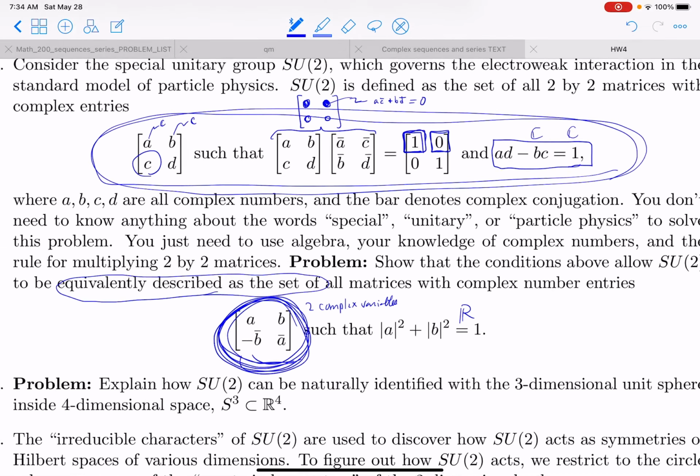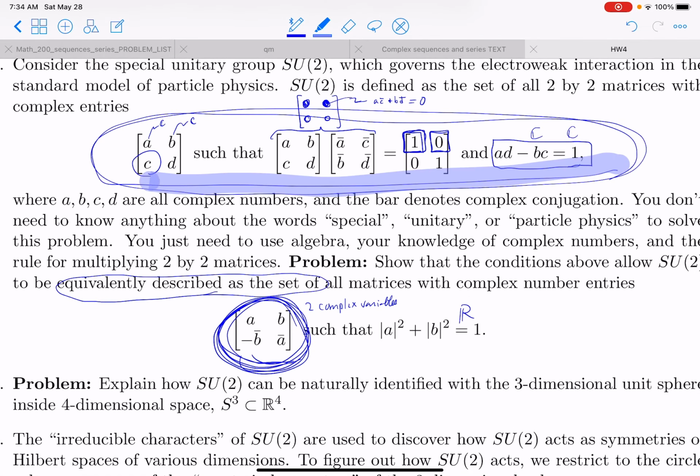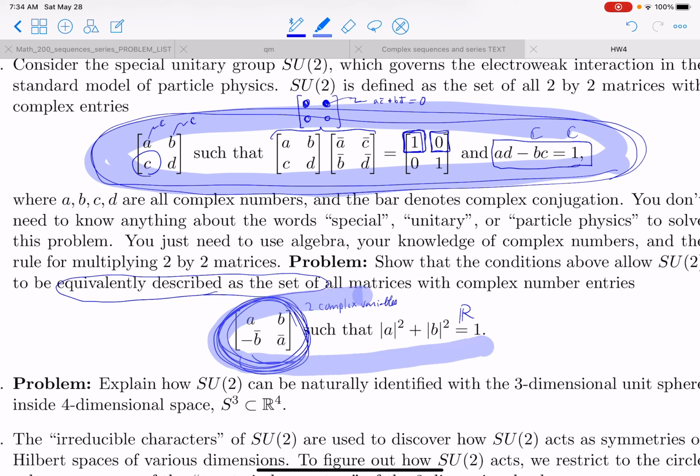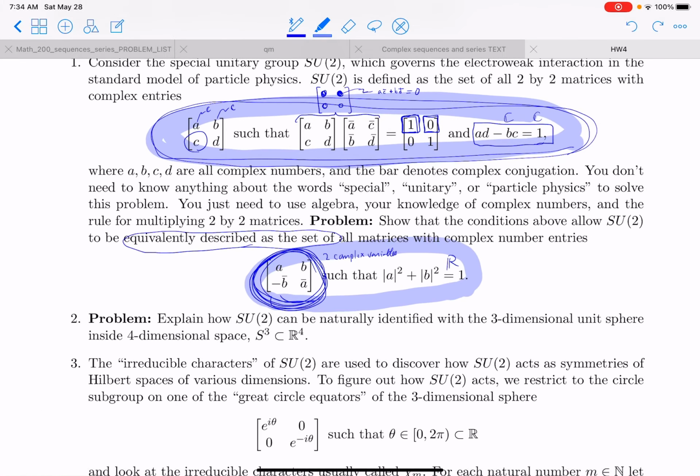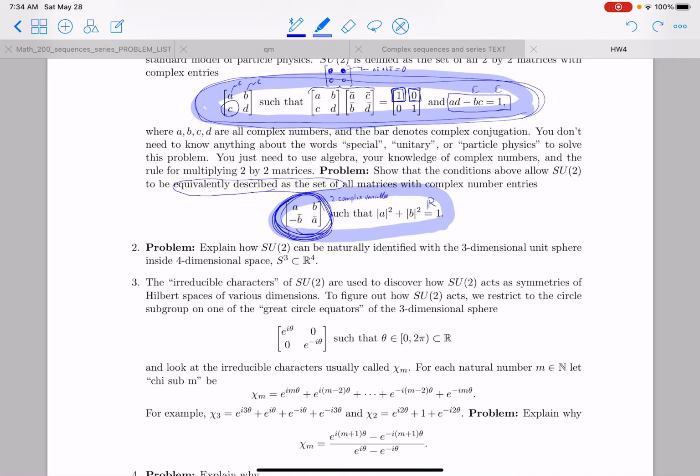And your task is to show how the 5 equations in 4 variables can be solved and substituted into one another, and eventually show that you only need 2 variables if you replace C by negative b bar and D becomes a bar. That will now give you only 2 variables, A and B, and 1 equation. Okay, so explain to me how this works. Equivalently described.